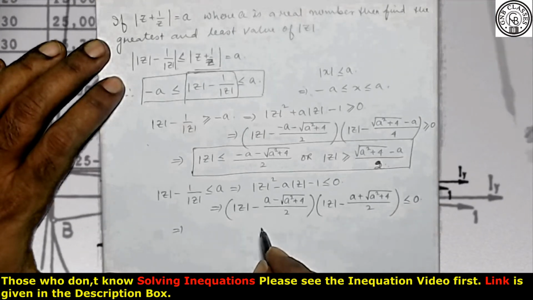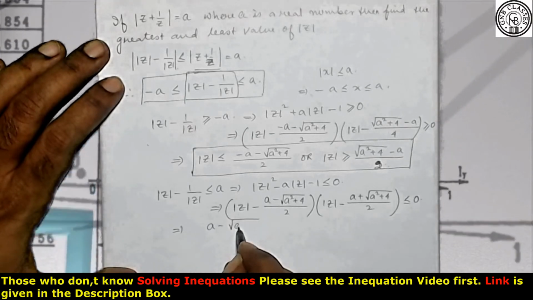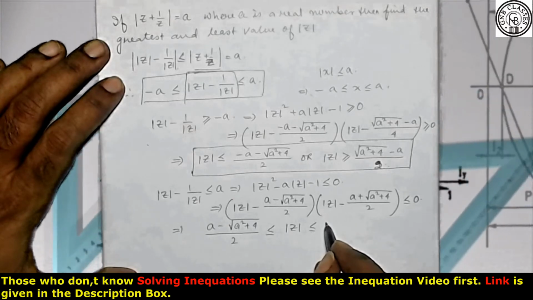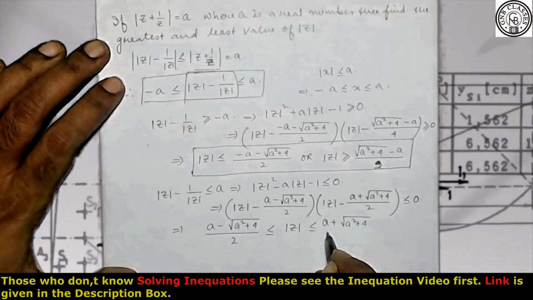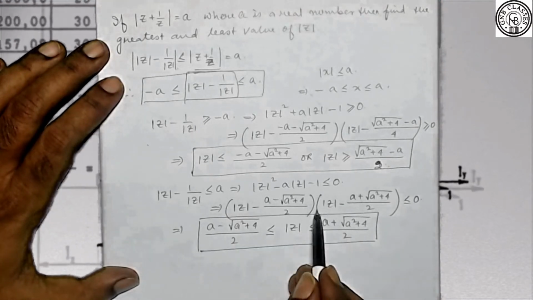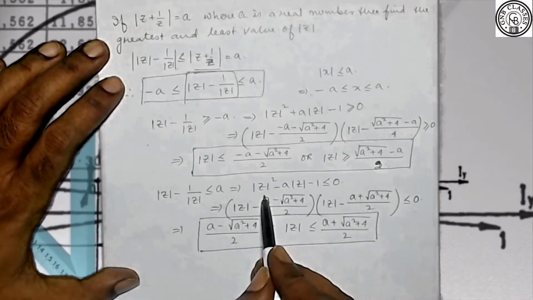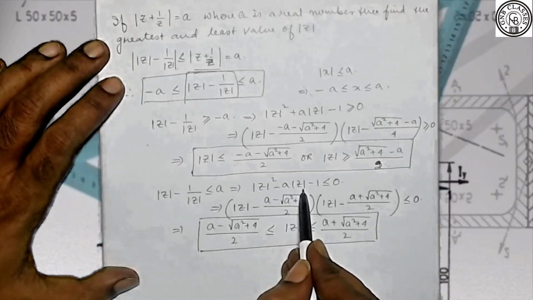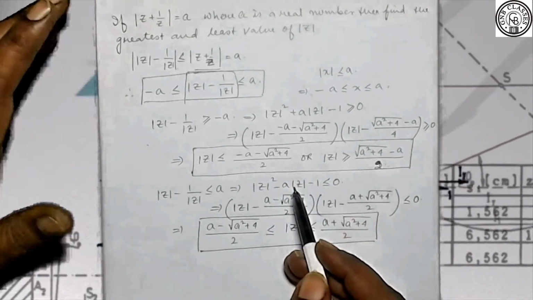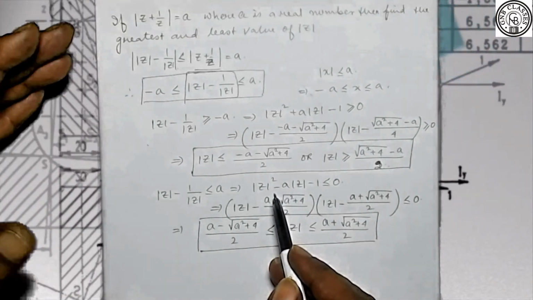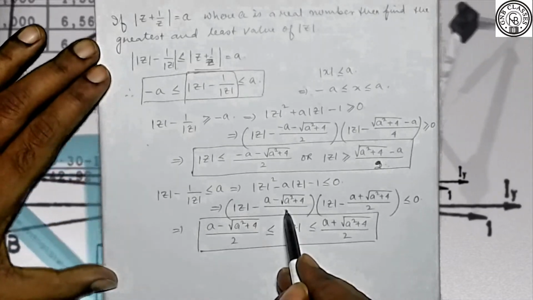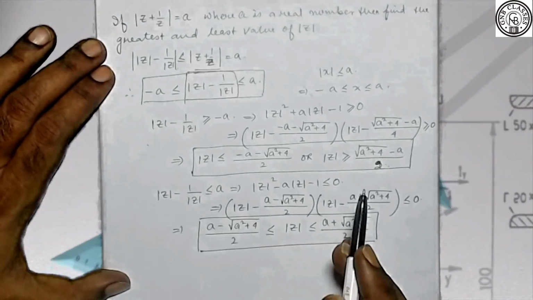So from here we can write, is it clear to you or not? See how we are getting this. This is pretty simple. You simply take mod z square minus a mod z minus 1 equals 0, let us say, and then apply Sridharacharya's method, that is minus b plus minus root over b square minus 4ac divided by twice a. You will get these two roots of mod z.